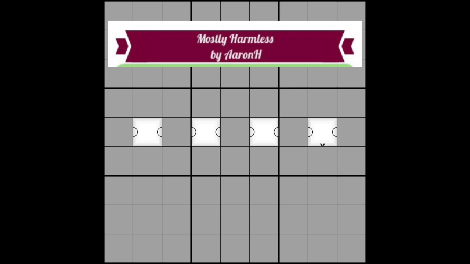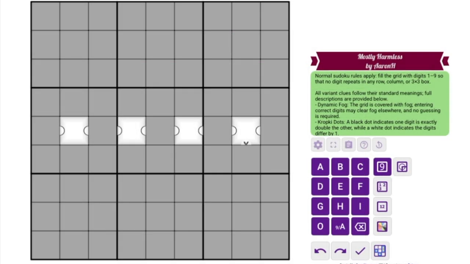This is a walkthrough for solving Mostly Harmless by Aaron H. If you want to tackle the puzzle yourself first, please see the link in the description. As we go through the puzzle, I'll read out rules as we encounter clues. There are a few different clue types, so I feel it best that we review the rules as we encounter them, just to keep them fresh in our mind.